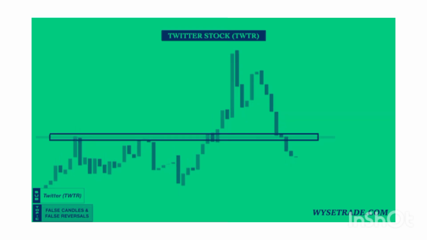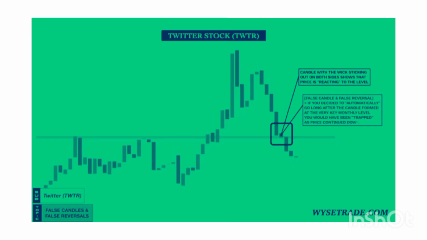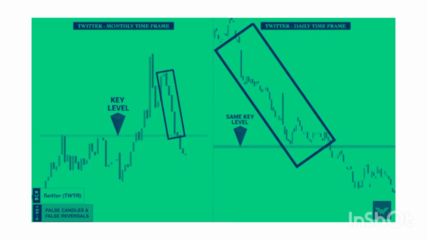You noticed this very key level here because of these two reversal points. When price reached the level, you had this small candle with the wick sticking out, which shows a reaction. Again, if you decided to automatically go long, you would have been trapped as price continued down. So let's pull up the daily time frame to look inside of the candle and why this long setup failed. On the left is the monthly time frame we just looked at, and on the right is the daily time frame. Same key level, same downtrend. This area here, where the candlestick formed, is this same area here.